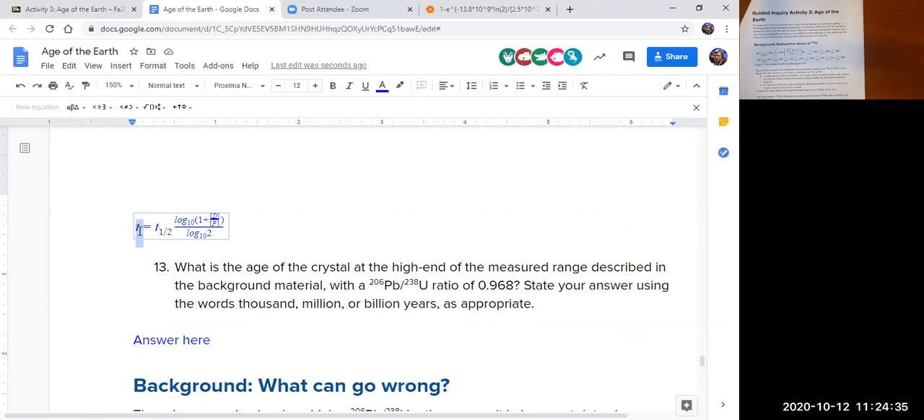And the answer, remember, this T is the age of the rock, the age since the rock crystallized.